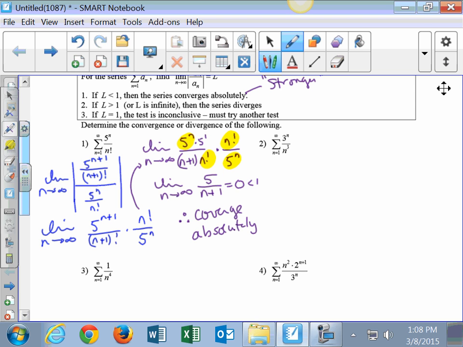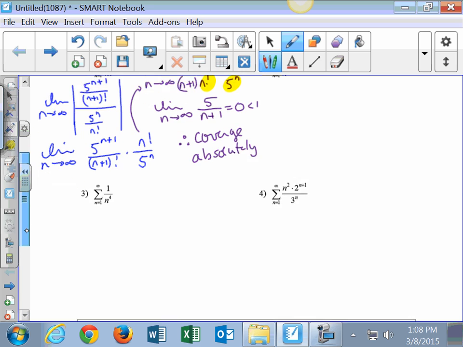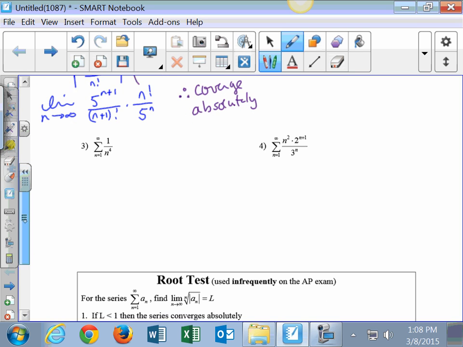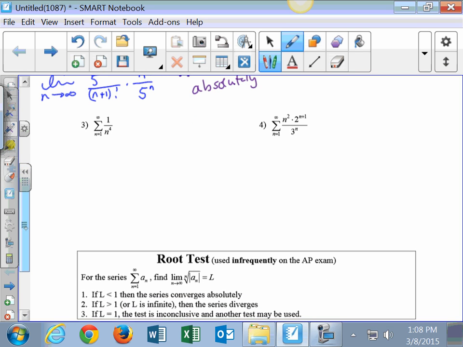Now I'm going to skip to number 3. I'm going to skip some problems here and then just have you do them all at the end with partners so we can get through all of our notes first, and then you can just work on some extra problems at the end.